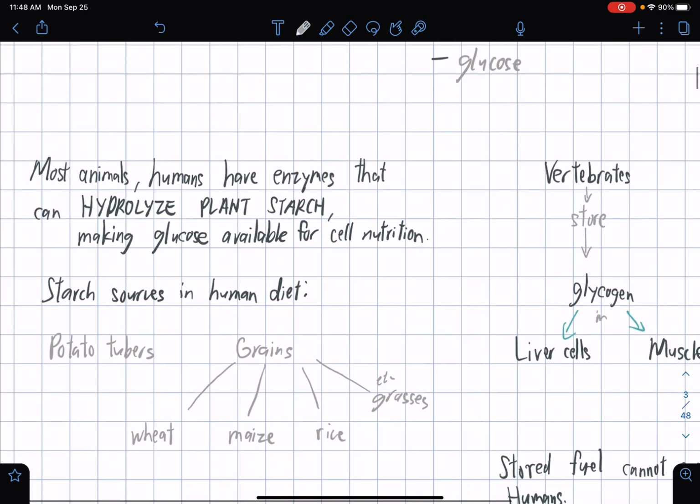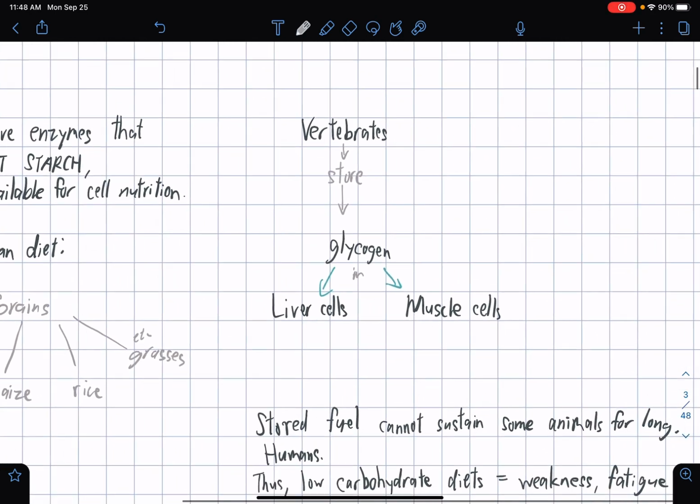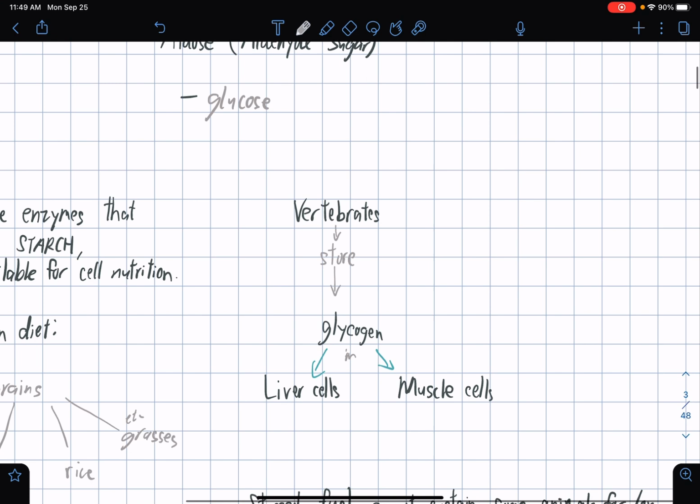Most animals have enzymes that can hydrolyze plant starch, making glucose available for cell nutrition. So, starch sources in human diet include grains and potato tubers. Grains: wheat, maize, rice, and grasses, many more. So, vertebrates store glycogen in liver cells and muscle cells.